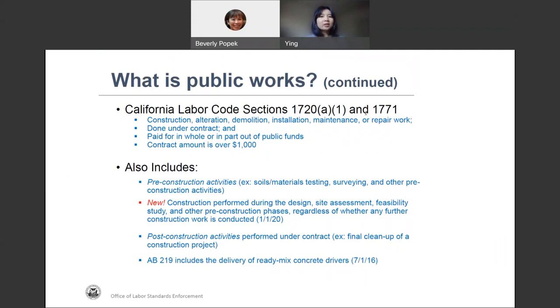Pre-construction activities, including the soil material testing, land surveying, and other pre-construction activities. Construction performed during the design, site assessment, feasibility study, and other pre-construction phases, regardless of whether any further construction work is being conducted. And then you have the post-construction activities, such as the final cleanup of a construction project, and also the AB 219, which includes the delivery of the ready-mix concrete drivers.